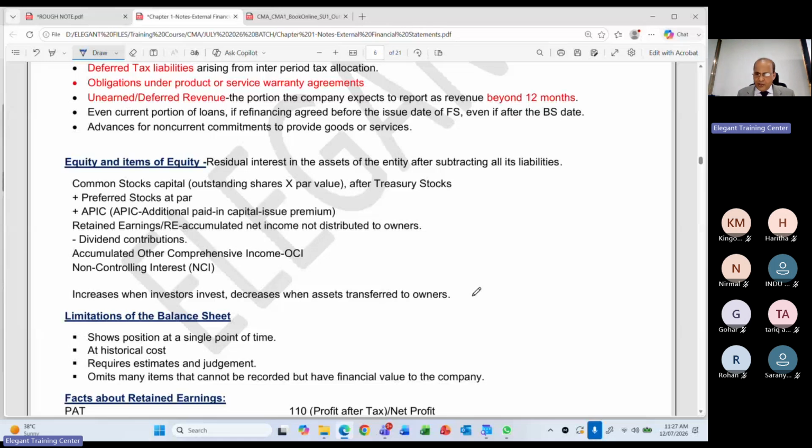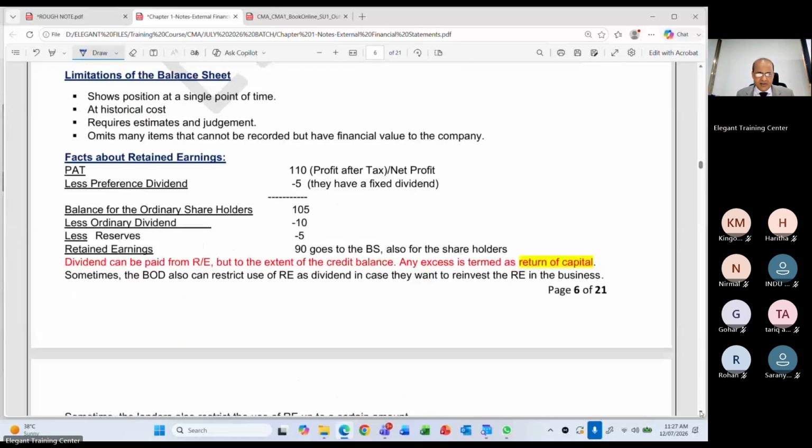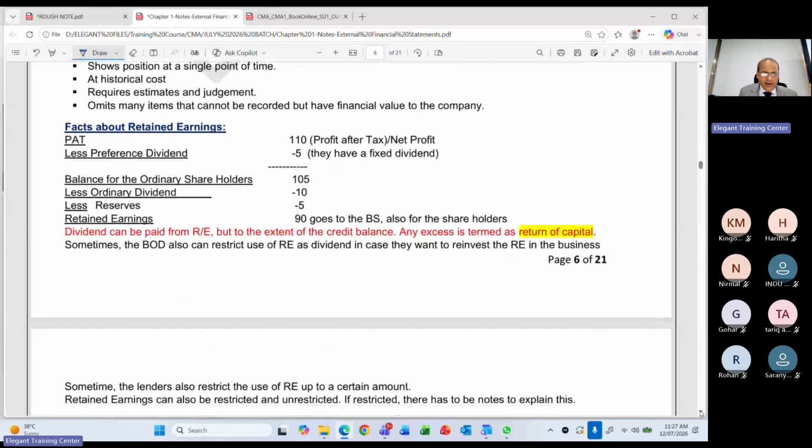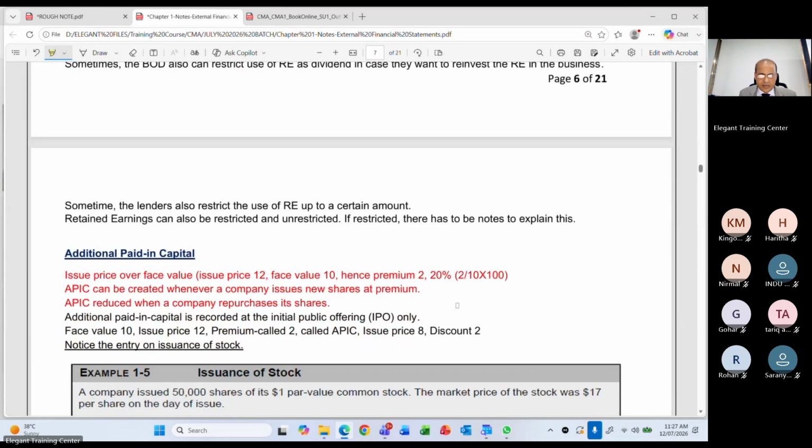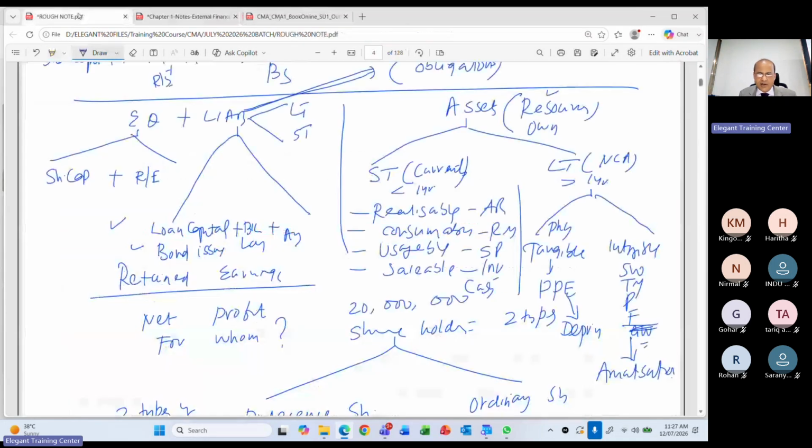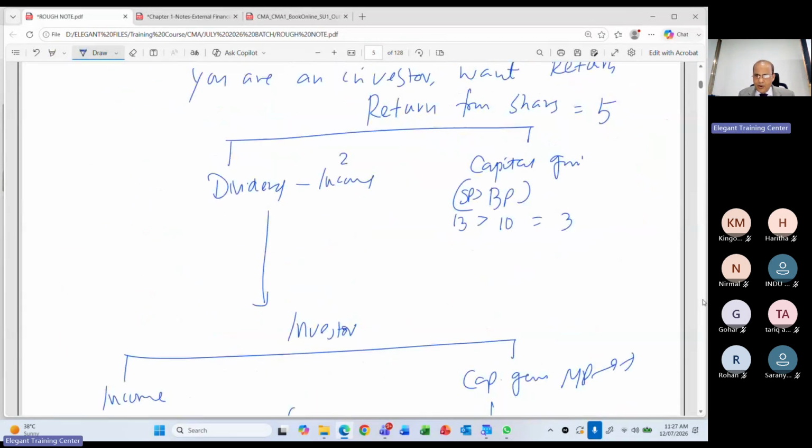Now we'll talk about the income statement. Retained earnings you discussed already. Now let us find out how to find the EPS, earnings per share. What is earnings per share? Let's calculate what is called earnings per share.